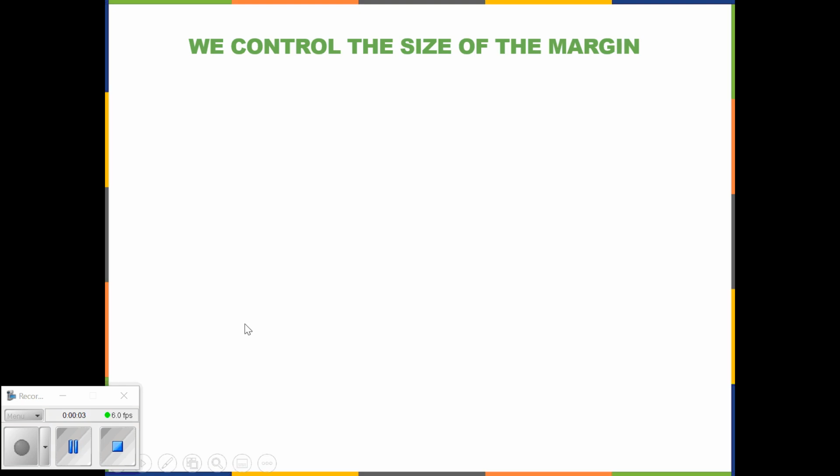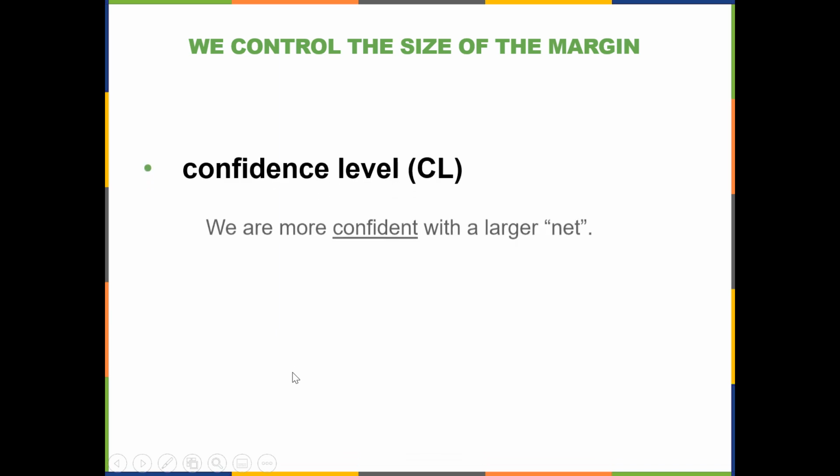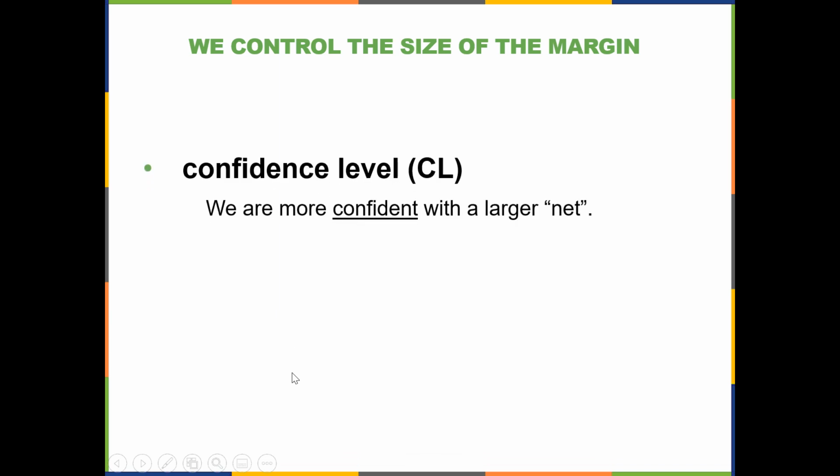In the last lesson, we learned about what confidence intervals are, and we learned that when we're calculating the margin of error, we can control how big it is using the confidence level, which makes us more confident, right? So if we have a higher confidence, that would mean we have a larger net. If you can just imagine chasing a butterfly around with a net, the bigger your net is, the more confident you'll be that you'll catch it.